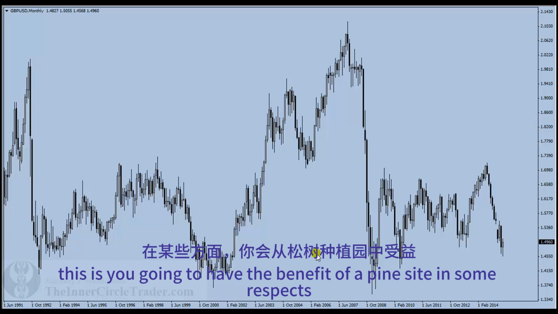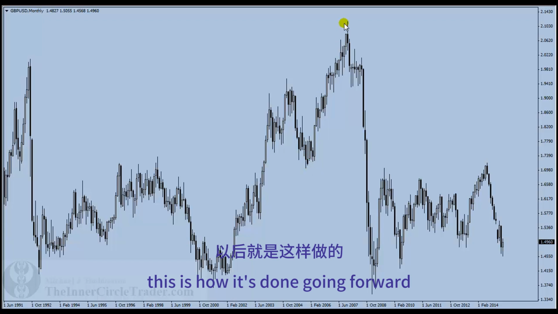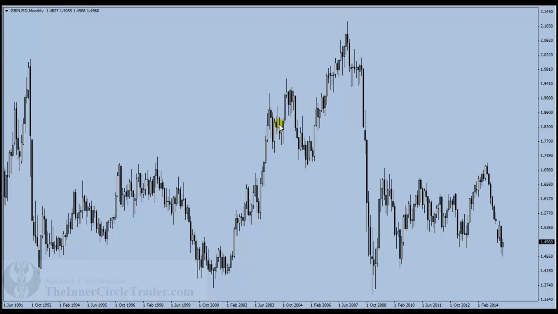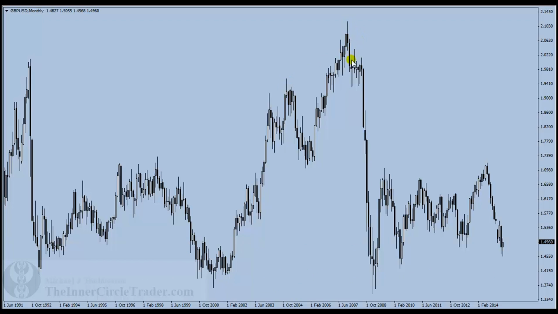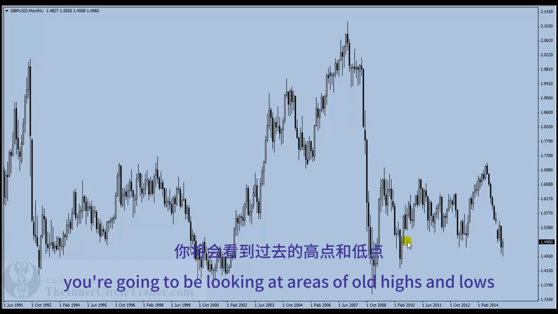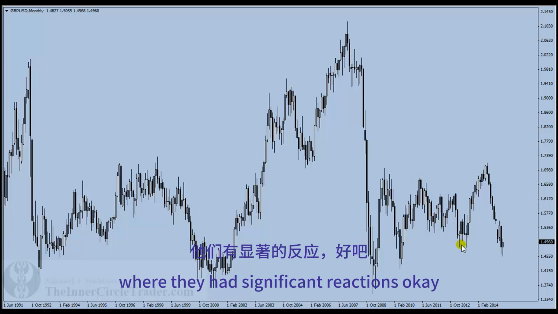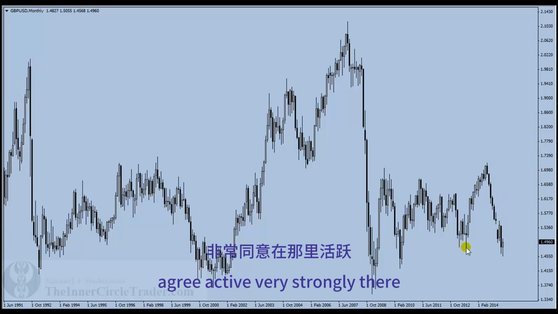By that I mean, obviously you see a low here, it reacted very strongly there. We have a low here, price reacted very strongly there. We have a low here, price reacted strongly, and another low here, rather significant reaction in price. We had a high here, price came down, and we had a high in here. We had a high in here, price reacted very handsomely. We had a low, a high, a low in here, a high in here, a rather significant high in here, and we're right now below these lows in here.